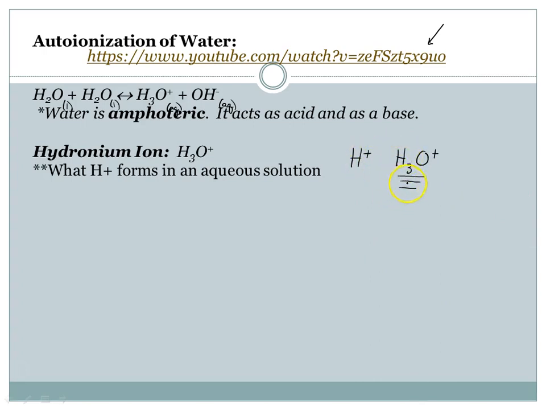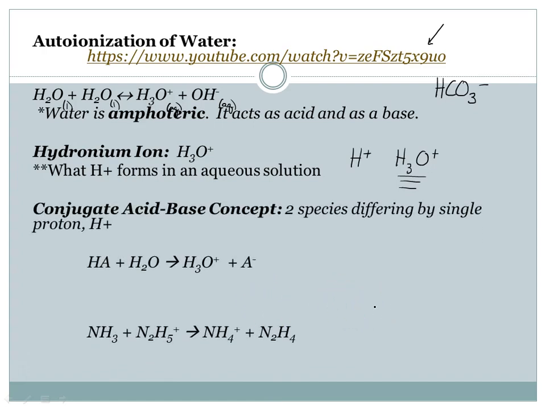What happens is that the water attaches itself to the H plus and forms this unique little characteristic. I should say that water is not the only amphoteric substance. There are many others. For instance, the bicarbonate ion can be amphoteric. It can both donate a proton and accept a proton. So therefore, it is also an example of an amphoteric substance.